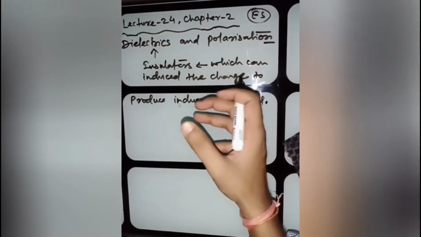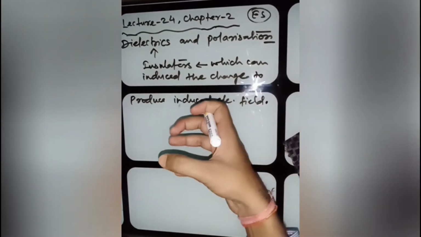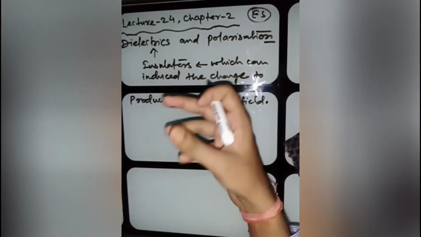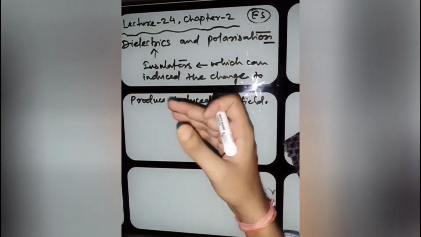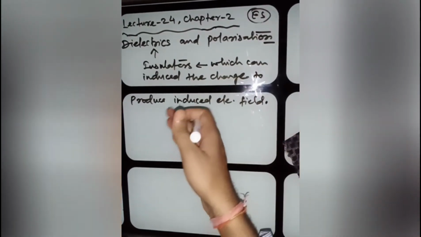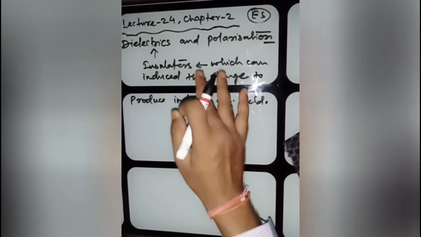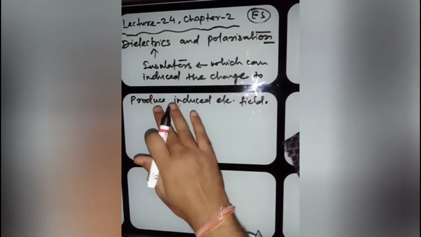But the important thing we have to study here is in which direction this dielectric will induce the electric field, whether in the direction of the applied electric field or opposite to it. The answer is: a dielectric induces an electric field opposite to the applied electric field.